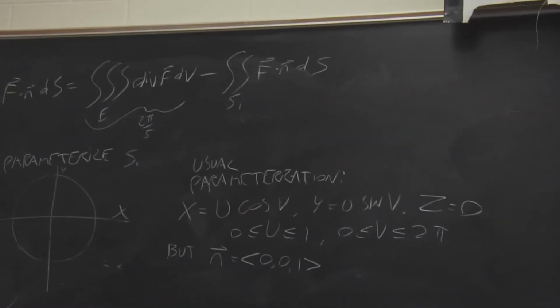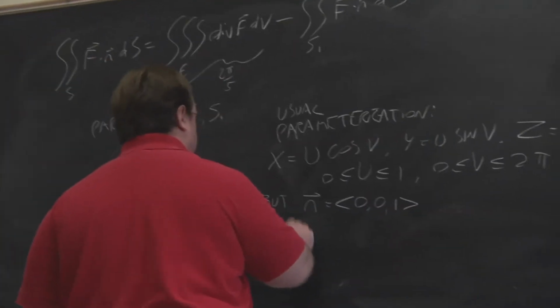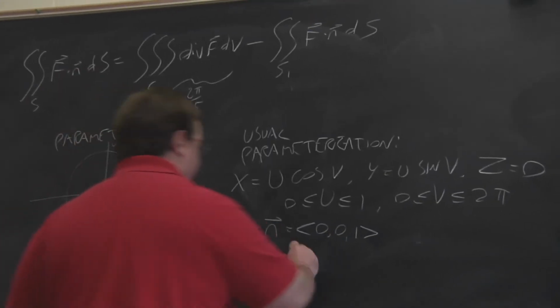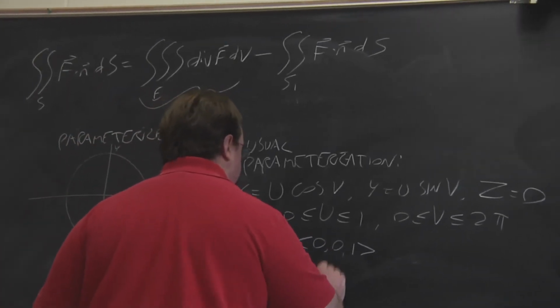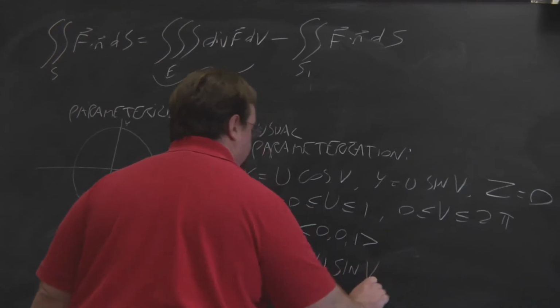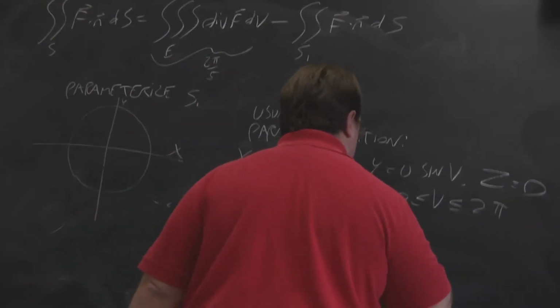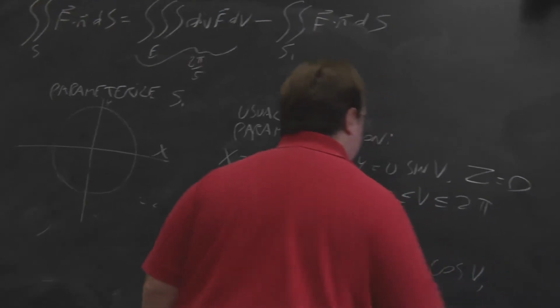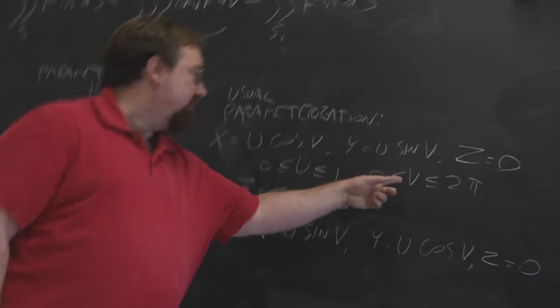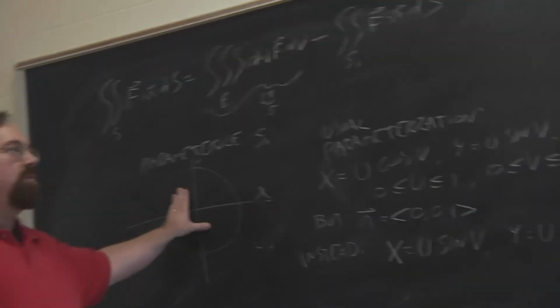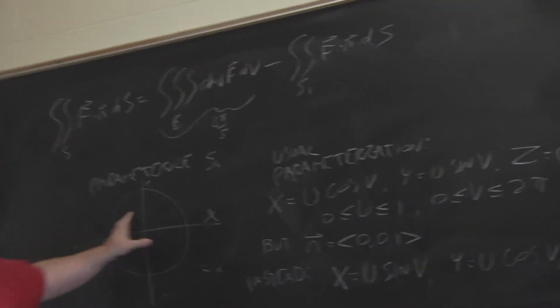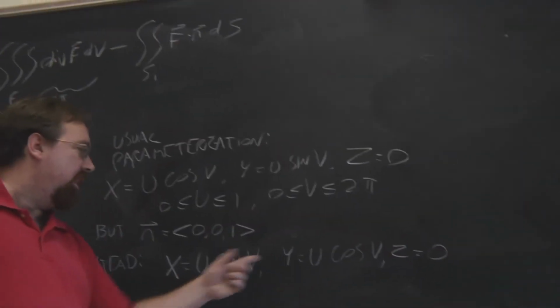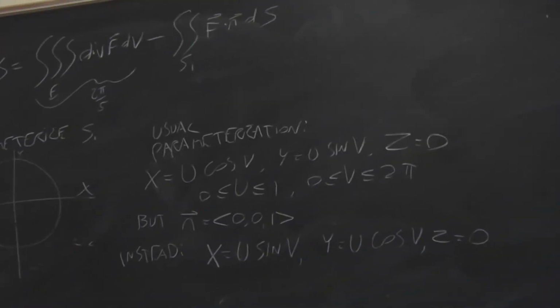So here's something we can do instead. We can let x be equal to u sine v, y is equal to u cosine v, z is equal to 0. Same limits on u and v. Since the region is completely symmetrical with respect to x and y, there's no problem with interchanging the roles of x and y.